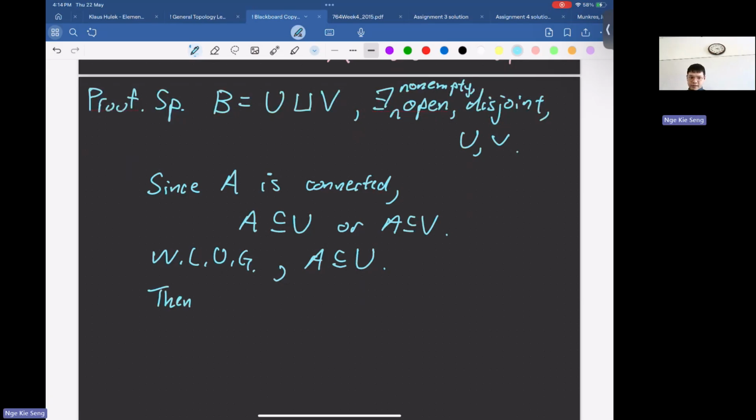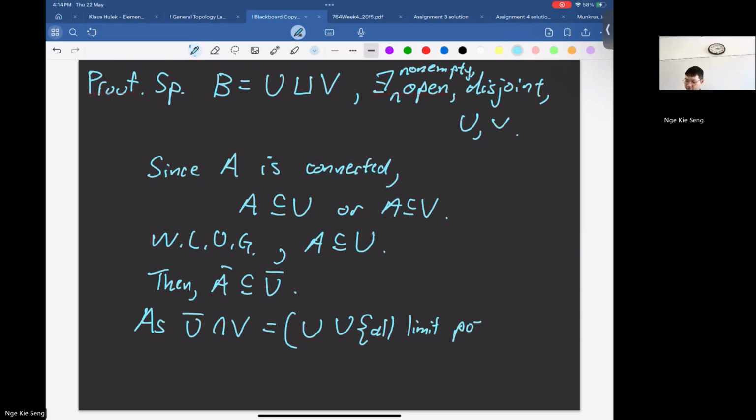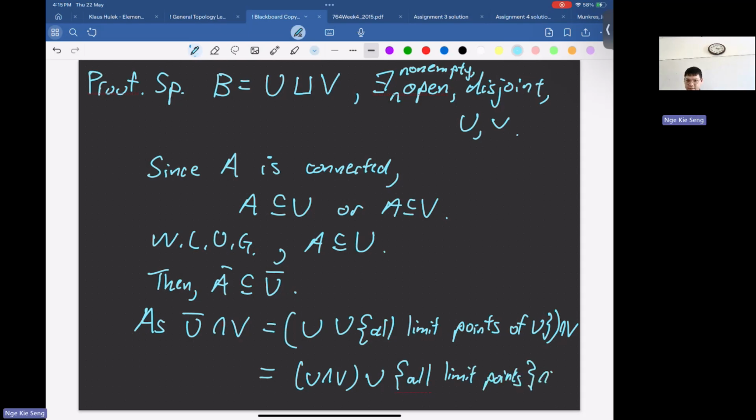Now we have A bar living inside U bar also, if you add the closure on both sides. In this case, what can you see? In particular, let's look at U bar intersect V. What is this? Basically it's U union with all the limit points of U, intersect V. Good. This intersection you can distribute, right? So you get U intersect V union with the limit points intersect V. Why is it empty? U and V is empty.